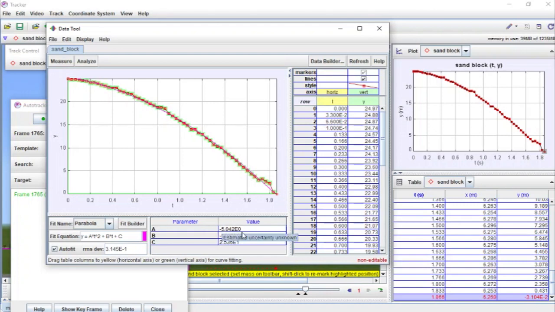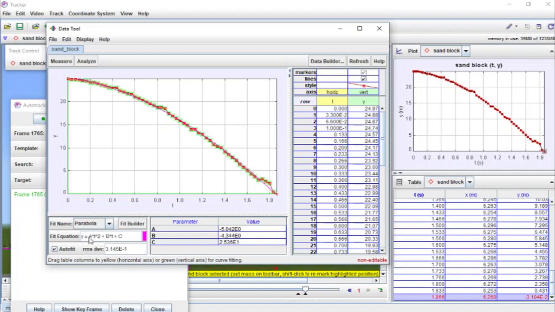A is actually half of the acceleration. The reason there's a half in there is because of some calculus reasons. If you're familiar with calculus, then you know that that half is there because of the integration. If you're not familiar with calculus, then don't worry. Just take my word for it or look it up in a textbook that the thing that multiplies t squared is 1/2 of the acceleration.